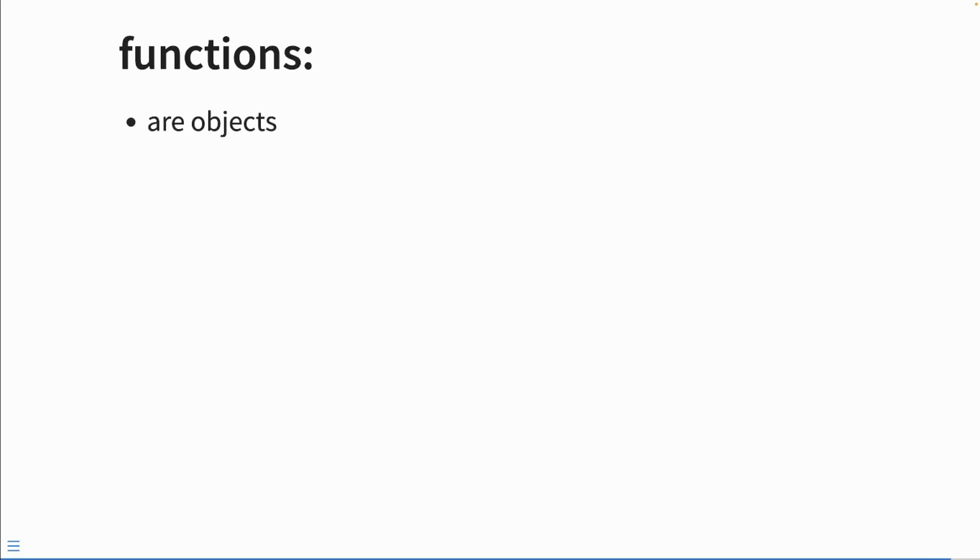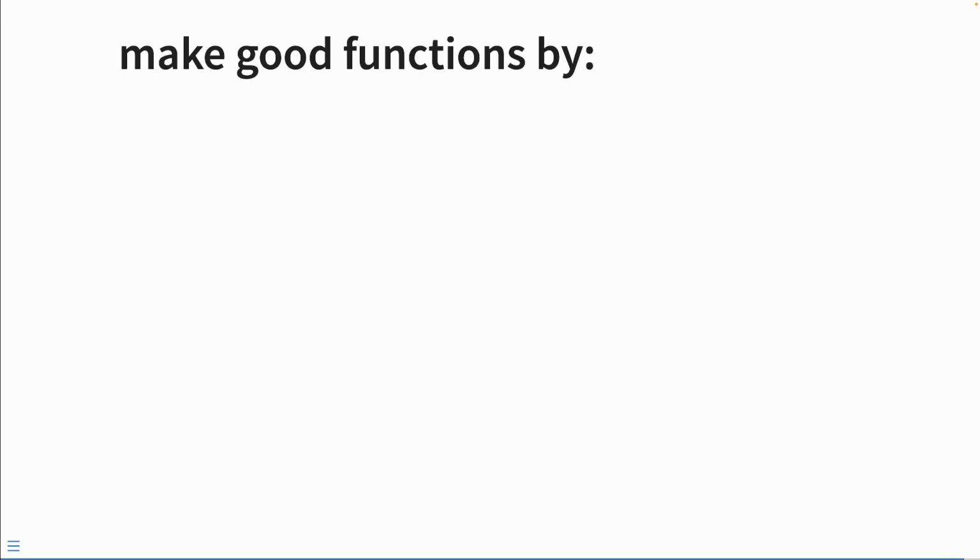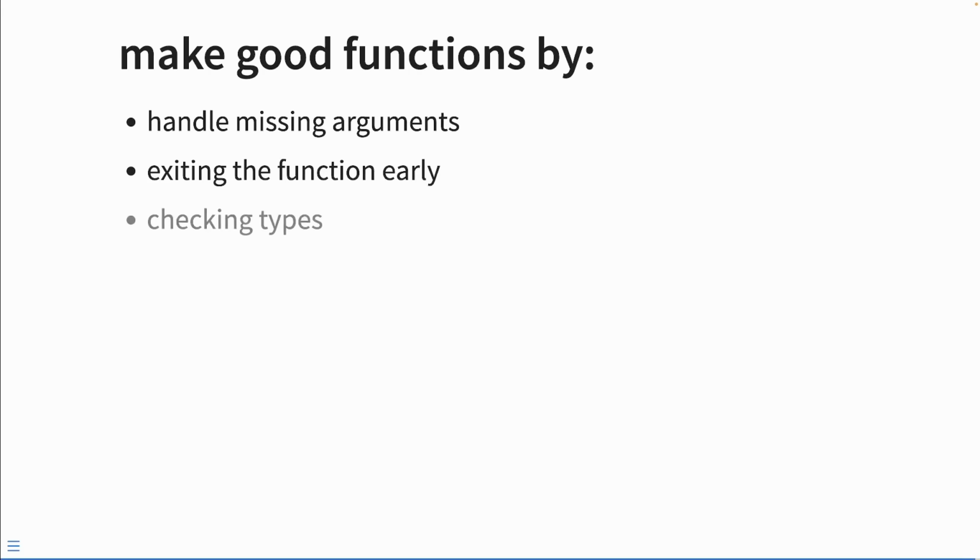And so to recap, functions are objects. They're special objects that take inputs or arguments. All functions return an output, and they must contain valid R code. You can make good functions by handling missing arguments, exiting the function early if you need to, and checking types.